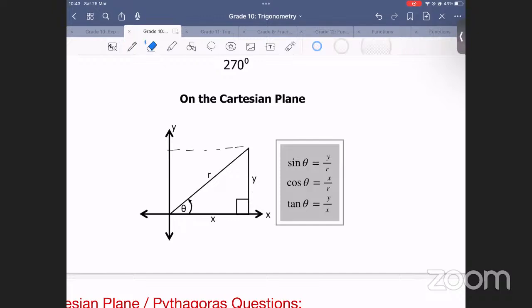So you can remember that opposite is y. Then you can also remember that adjacent is x. On the x-axis, whatever this distance is would come from the two coordinates. So instead of opposite and adjacent, you use x and y, and r for the hypotenuse.